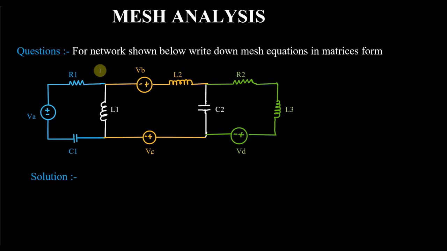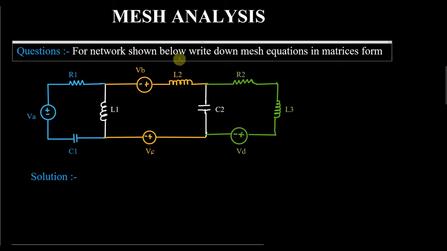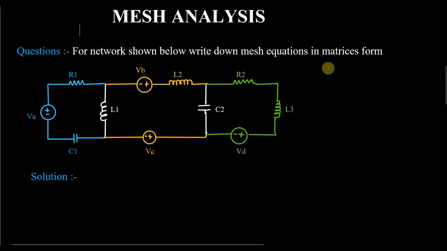Instead of taking the mathematical, I have taken this type of question. The question they have given: for the given network shown below, write down the mesh equation in matrix form. They have simply asked to find the mesh equation in matrix form. Here they have given you the values of R1, C1, R2, C2, L1, L2 and L3.